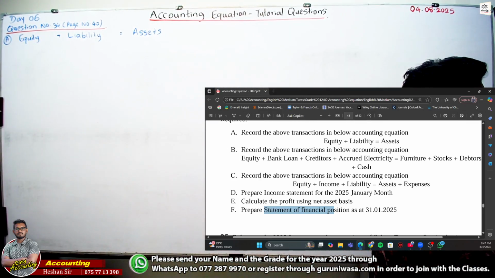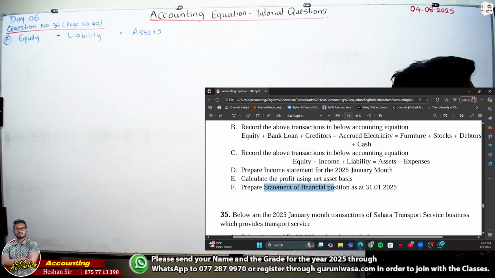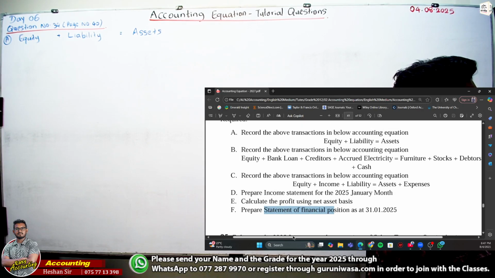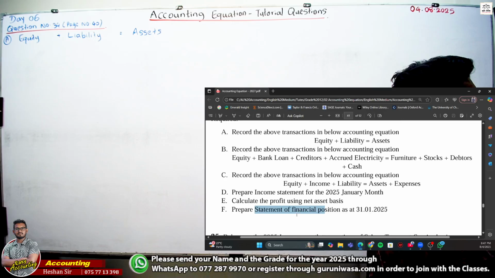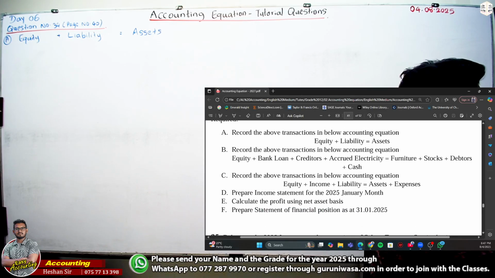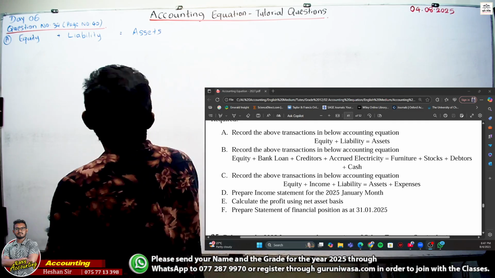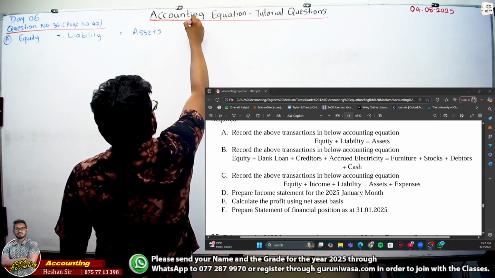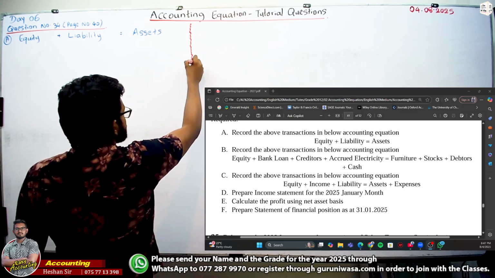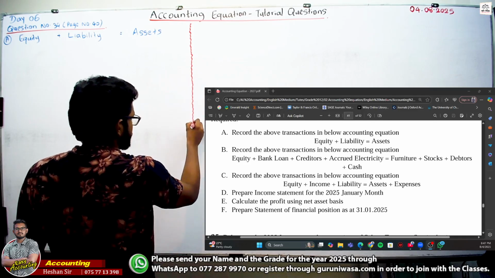Keep enough space. Then in the next formula, I'll write the same thing in here.